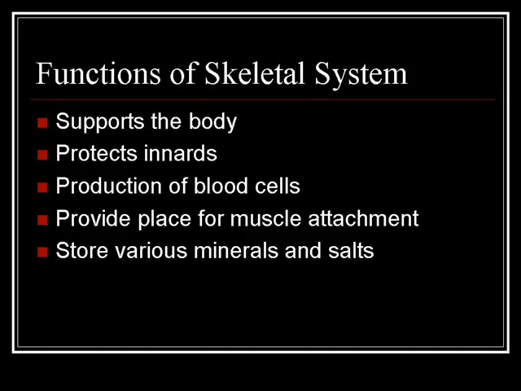Number 3, production of blood cells. So red blood cells are actually produced by red bone marrow, which is located on the inside of a lot of your bones in your body. And so that's a very important function, to just make blood.